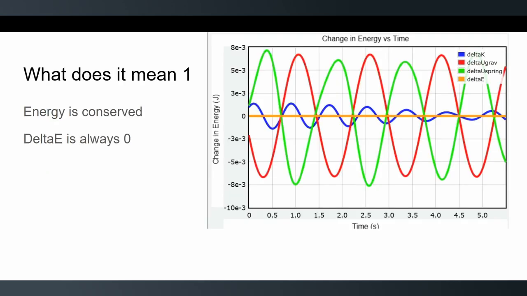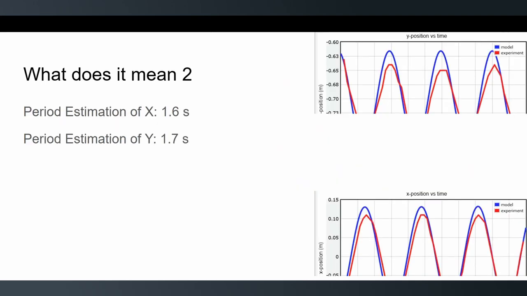What does it mean? Energy is always conserved. Delta E is always zero, as we can tell from this graph, and you can visually see it too, as the sum of all of these, the green, the red, and the blue, always equals zero.